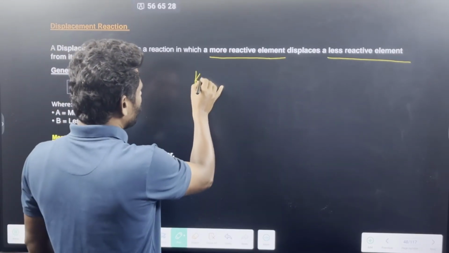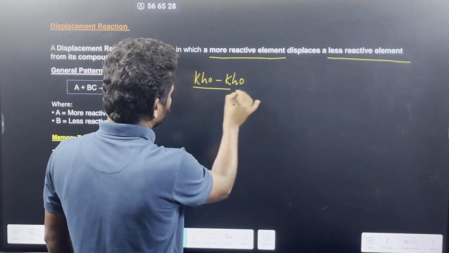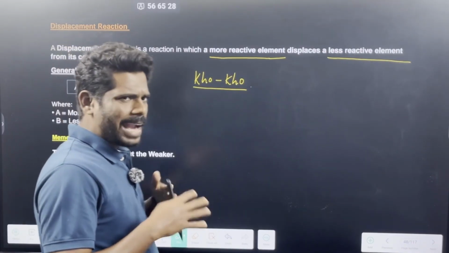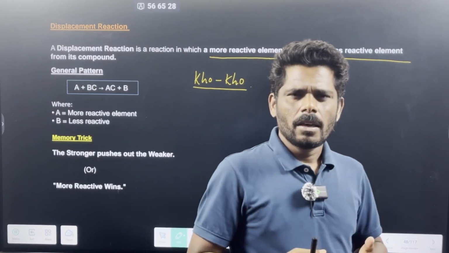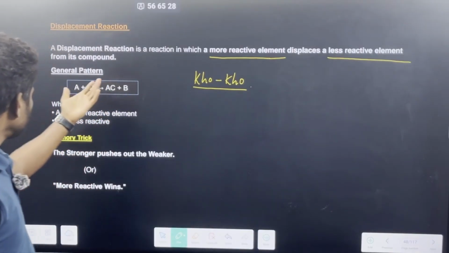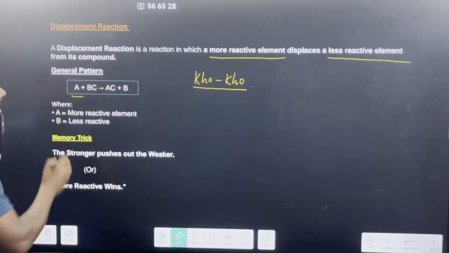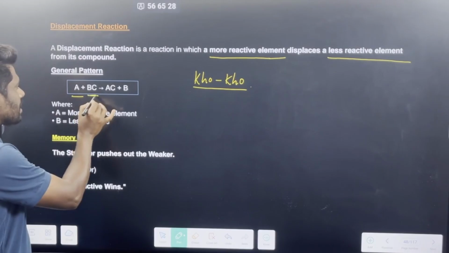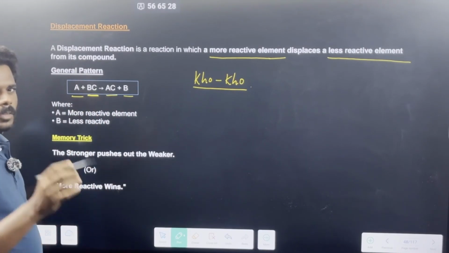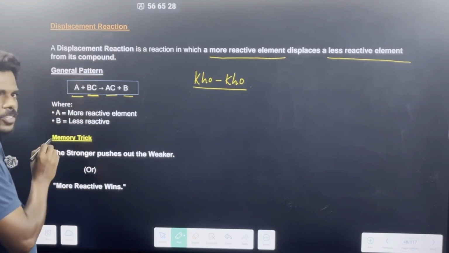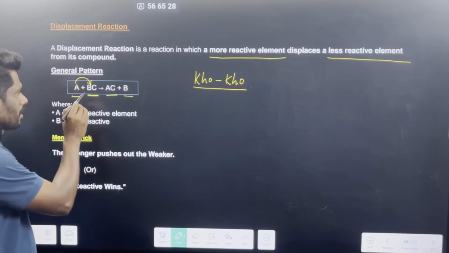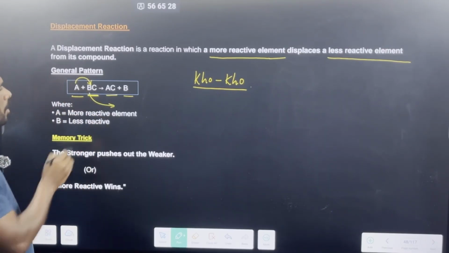Maybe you might have related it to Kho-Kho or any particular game where one active player is replaced by maybe some injured or inactive player. The same happens here. Look at the pattern. A is a metal. Here BC is a compound. AC is the compound and B is the metal. So now, if you look at that equation, A is occupying the position of B. That means B was kicked out by A.